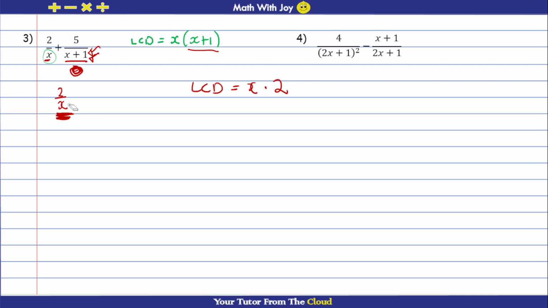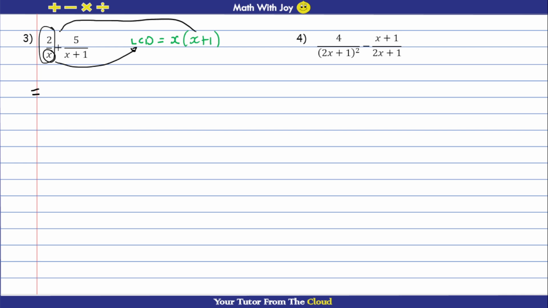So just hopefully you understand that this is how you find the LCD in this situation. Okay, now we'll say, well, that means that I need to take this term and multiply it with whatever is missing from its denominator to look like the LCD. So this LCD misses the bracket x plus 1, so I'm going to multiply that bracket over here. Then I'll say this denominator here misses the x, so I'm going to multiply the numerator by x.